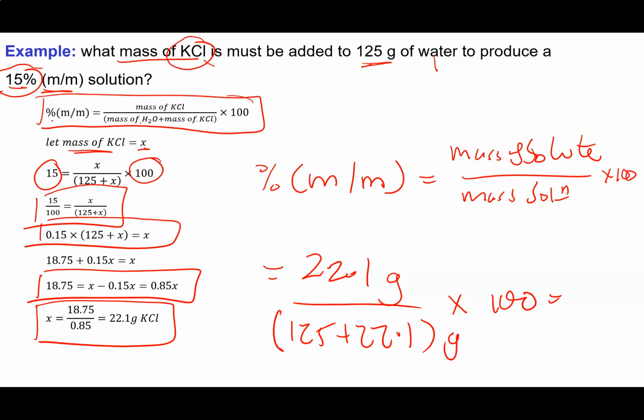Okay, so, oh yes, it looks great. 15.02 was the unrounded value. We're going to round that to 3 sig figs, and it ends up being 15.0% mass on mass.